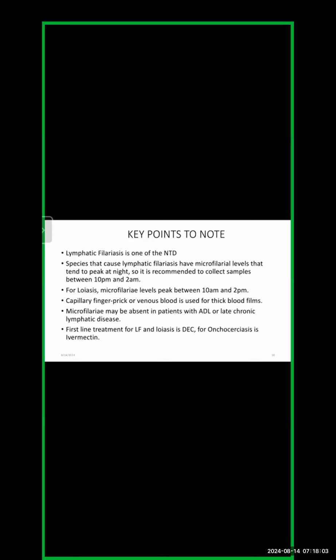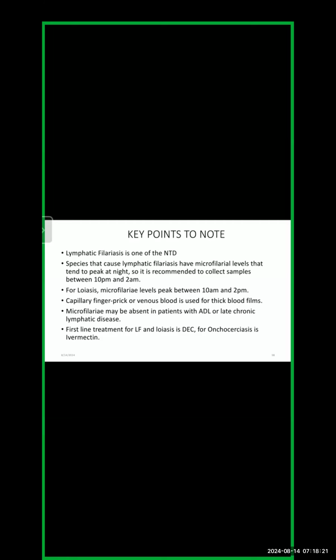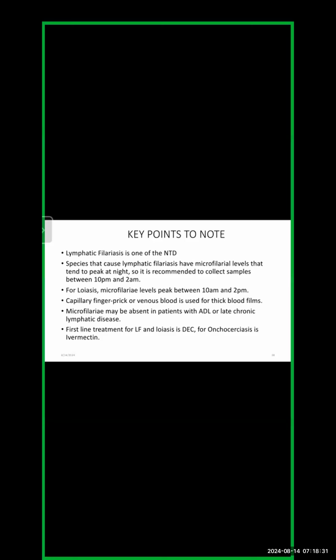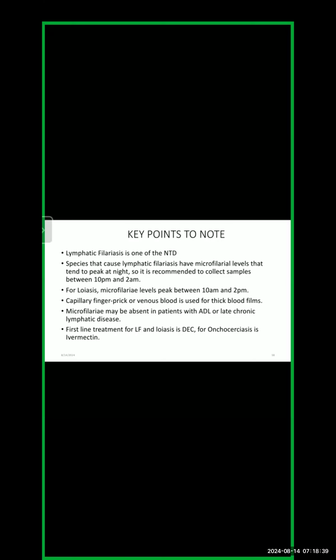So the key points to note here are that it is a neglected tropical disease. Wuchereria bancrofti can cause lymphatic filariasis, and the levels are known to peak at night, between 10 p.m. and 2 a.m., when samples are collected for the diagnosis. For loiasis, levels peak between 10 a.m. and 2 p.m., which is quite different from lymphatic filariasis. Capillary pinprick can be used to take samples for the blood testing.